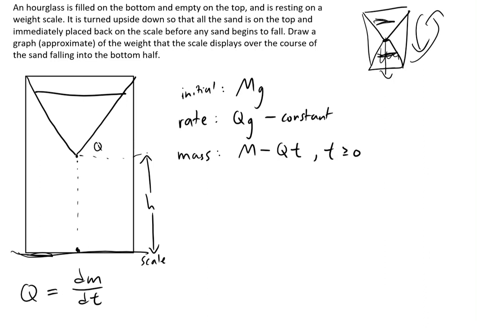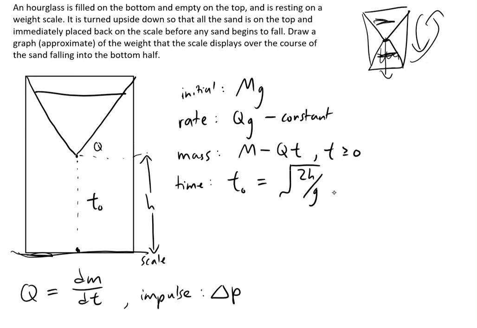And remember, impulse is the change in momentum. So we're eager to find out what the momentum of this grain of sand is when it hits the bottom. Before we do that, let's find out what t is that is required for this to happen. So let's call that t0. t0 is the time the first grain of sand takes to fall. So we know that t0, the time for this first section, should be equal to the square root of 2h over g. And this is from kinematics.